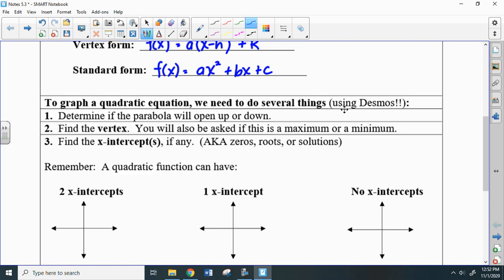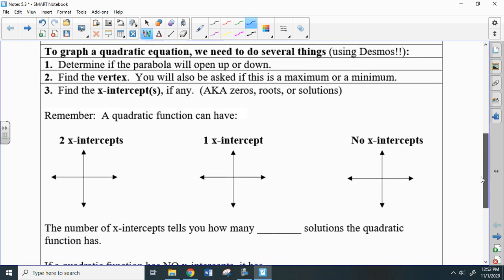We're going to use Desmos. So you're just going to type the function in Desmos and look at it. Does it open up or down? Then you're going to find the vertex, and you're going to be asked to tell me if that's a maximum or a minimum.